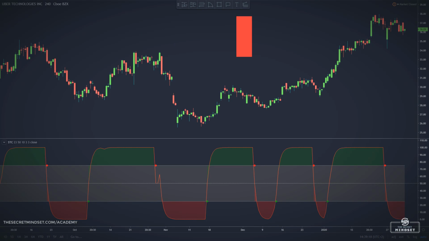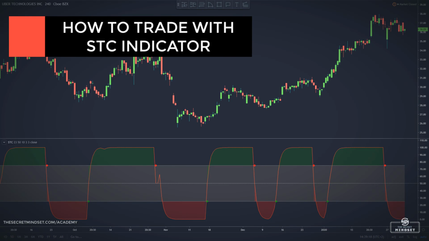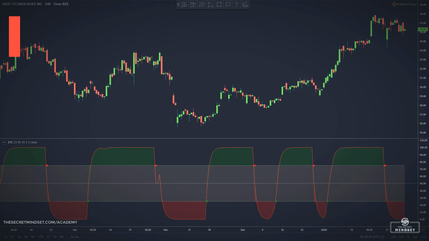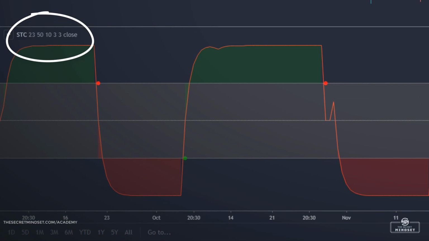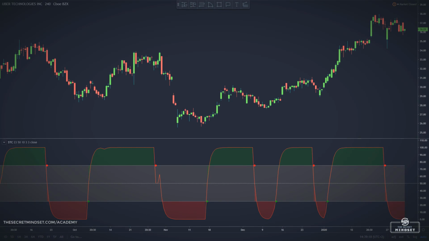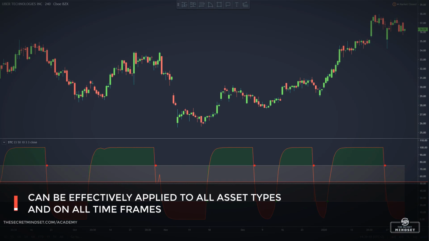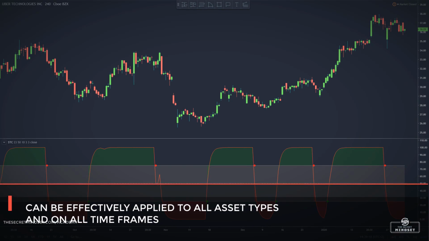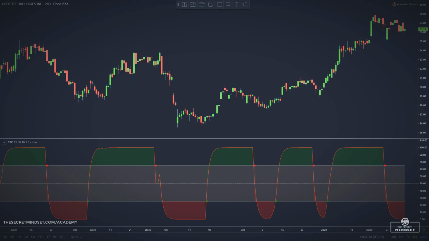Now, how to apply the STC indicator in trading? The Schaff Trend Cycle is a pretty straightforward indicator, as there are not so many ways in which it can be used. And remember, though it was originally designed for Forex trading, it can be effectively applied to all asset types and on all time frames. Here is how traders usually use the Schaff Trend Cycle.